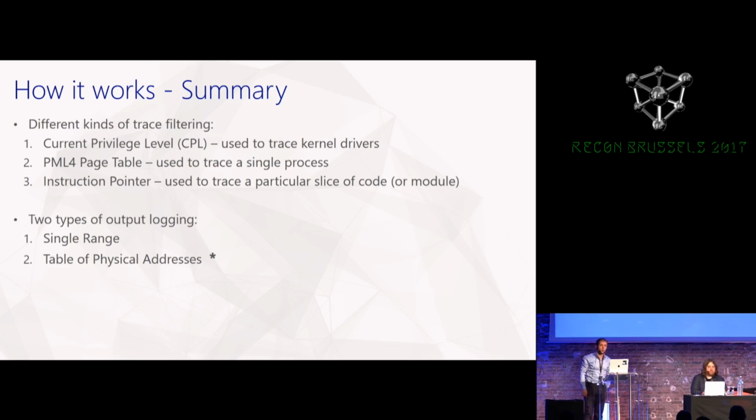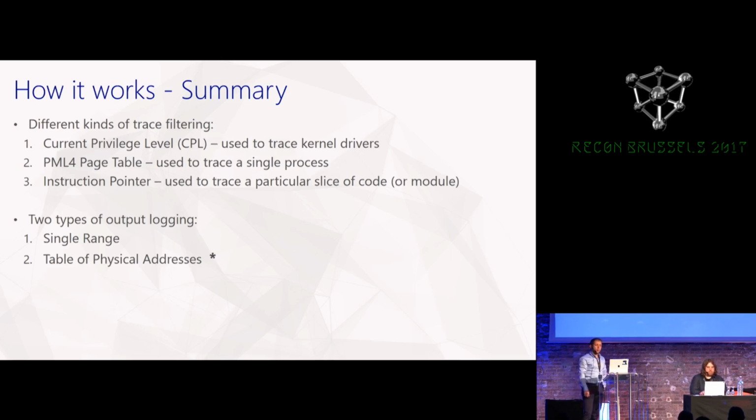In that way, you can trace only a single process, because you can instruct the processor trace to trace only a specific PML4 physical address page table. Otherwise, the last filtering mode is by instruction pointer. You can set a start point and an end point, and ask the processor trace to trace only that window of code. And this is very cool.